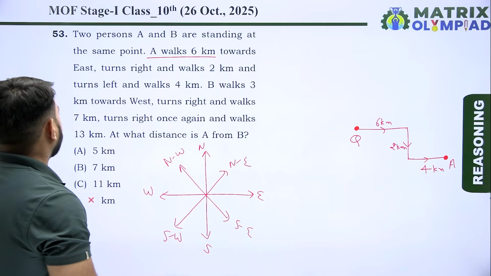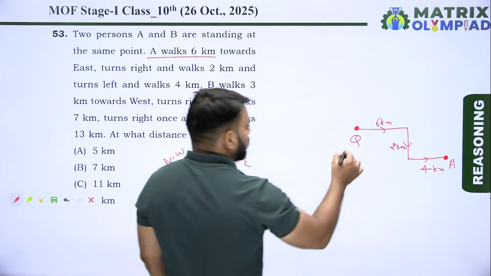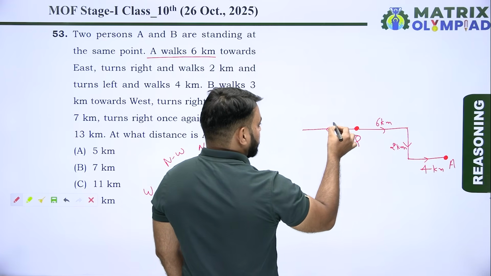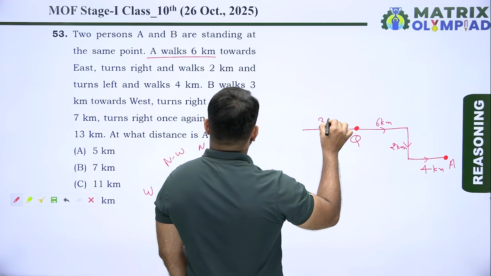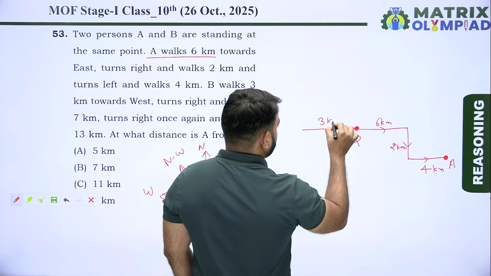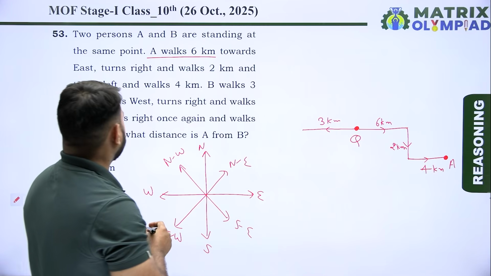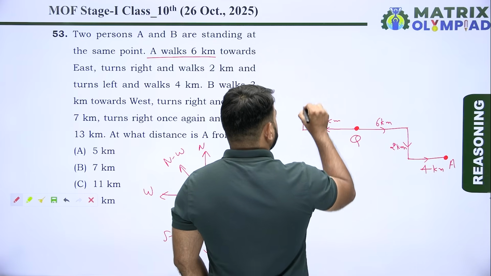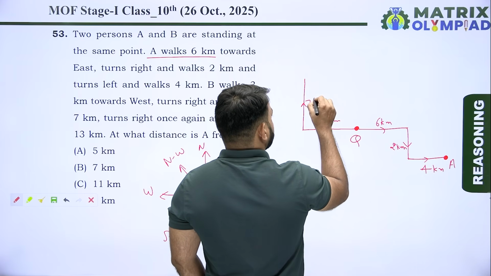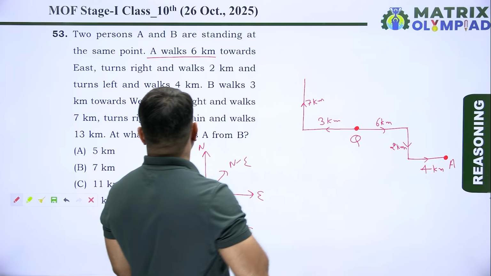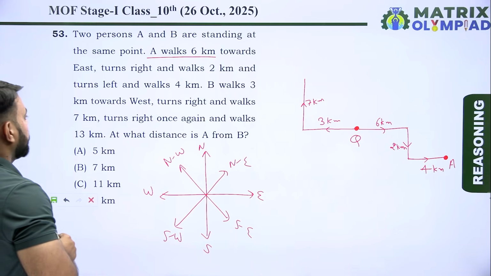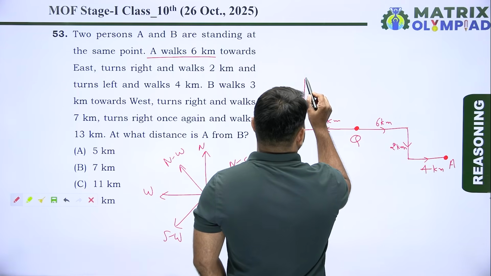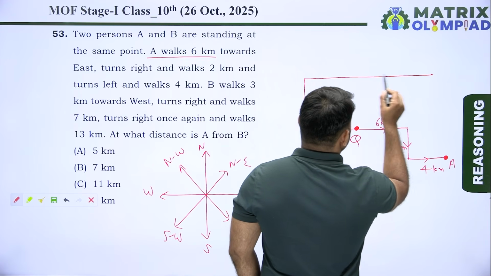Now B walks 3 kilometer towards west. This is the west direction, and B walks 3 kilometer towards west and then turns his right and walks 7 kilometer. Now after this he turns right and walks 13 kilometer.